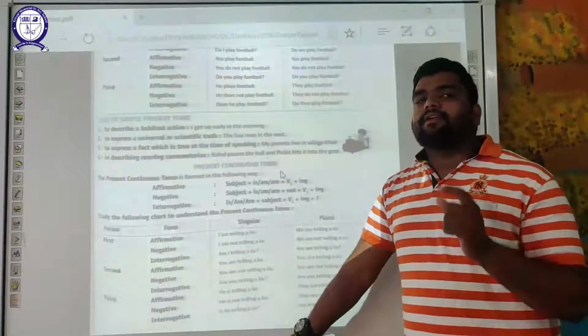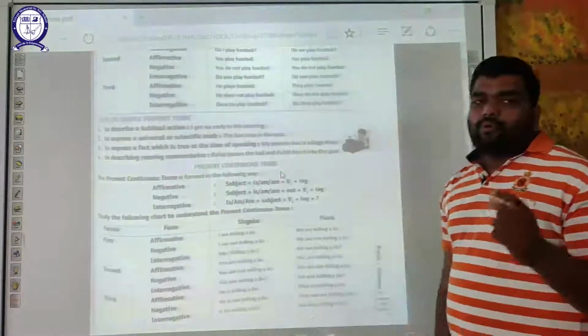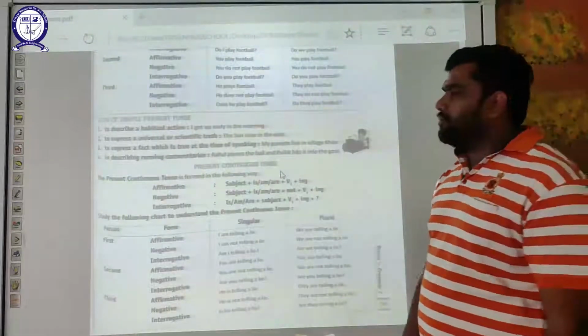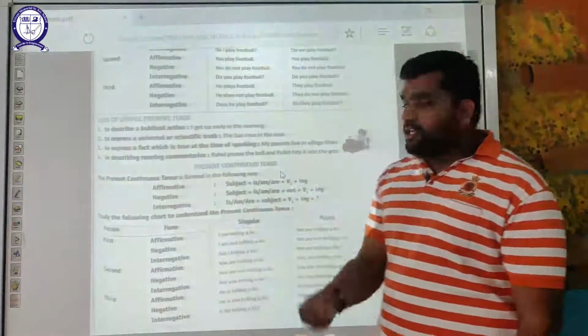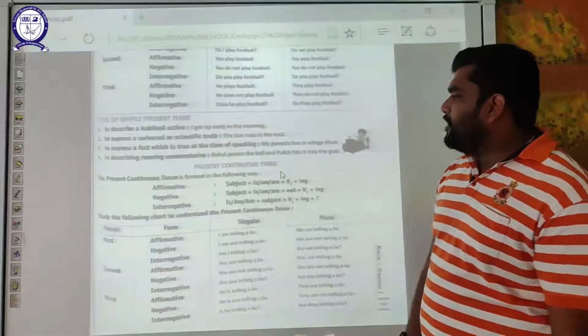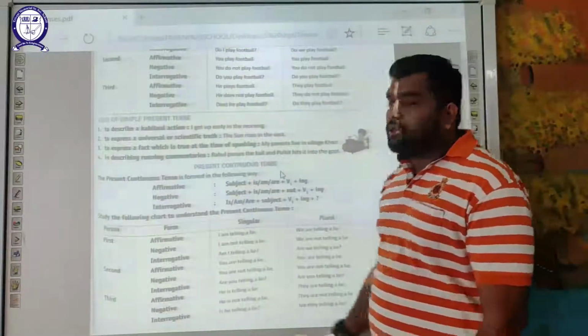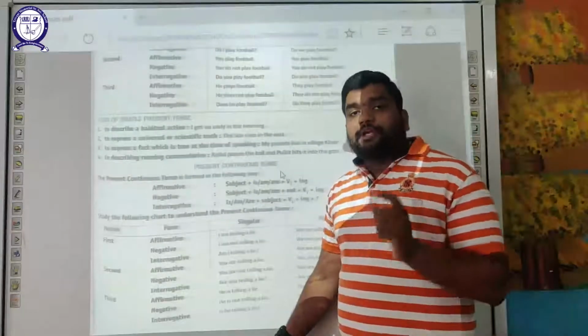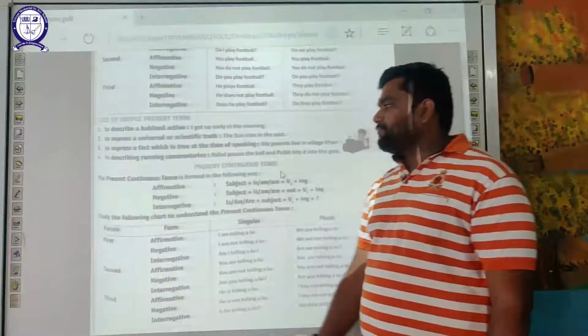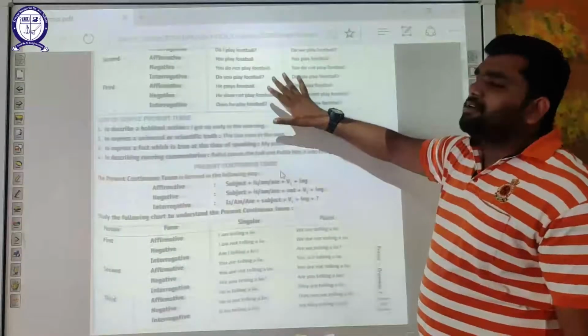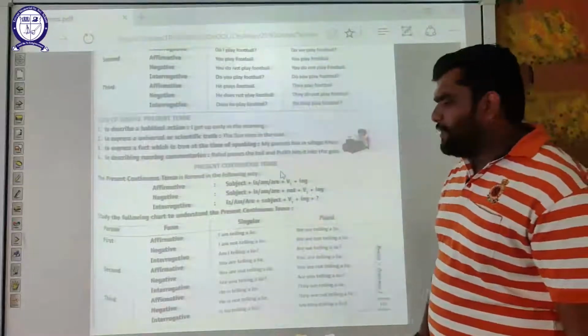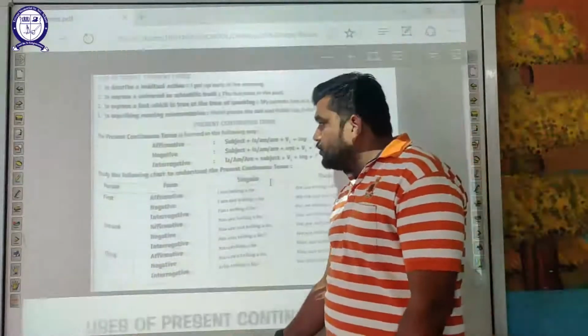Right now it is true, but we don't know whether it will remain the same or not. In describing running commentaries: Rahul passes the ball and Pulkit hits it into the goal. During the commentary it is used. This is your simple present, a very simple one. Moving on to present continuous.